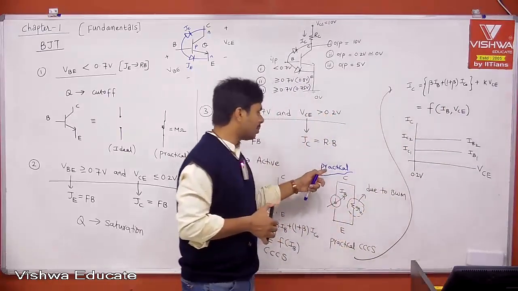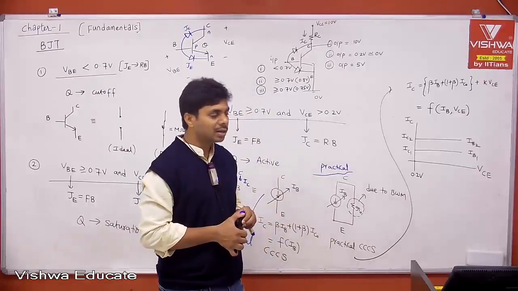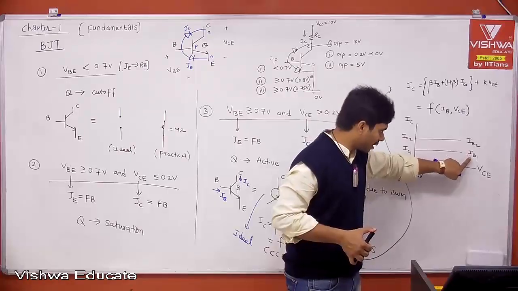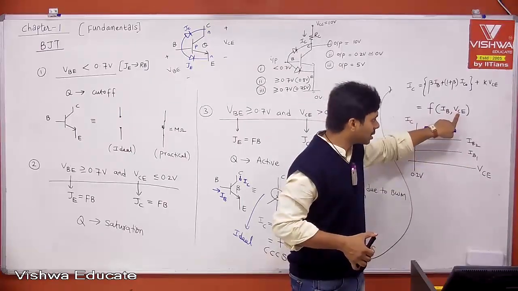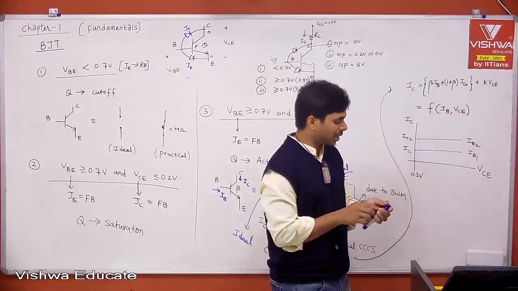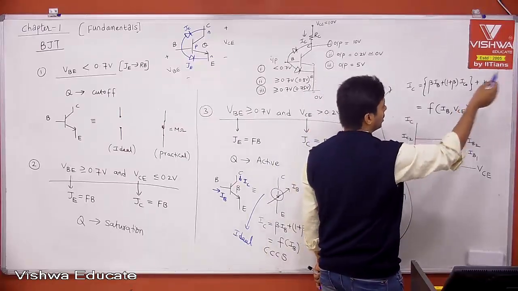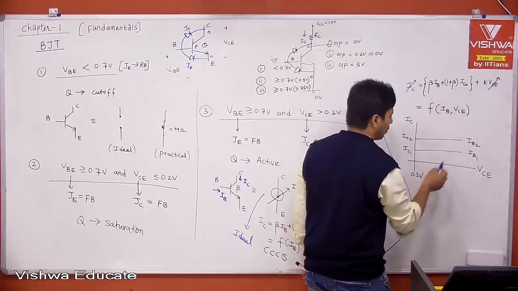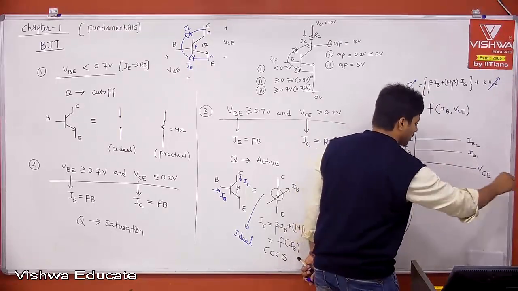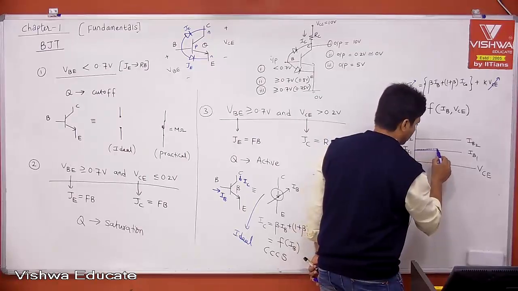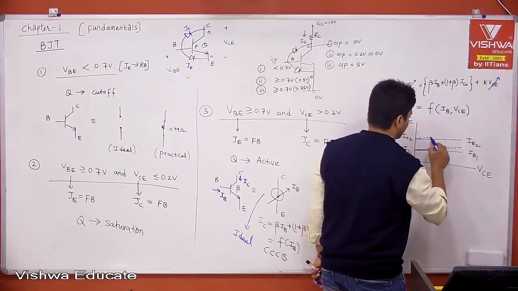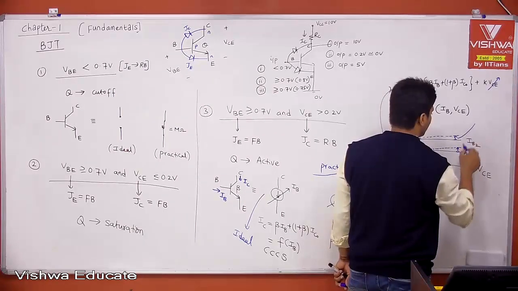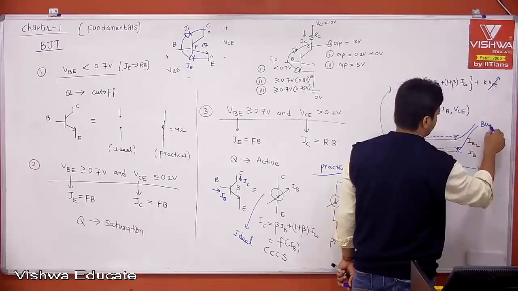But if I incorporate the practical model due to base width modulation, what does it mean? The IC is not only a function of IB. For a given IB, your IC would be fixed, but now it depends on VCE also, which is nothing but a practical current source. Therefore, if VCE is increasing, your IC will also increase. For a given IB, if VCE is increasing, then your current also will increase. This is your practical model. These are all due to base width modulation.